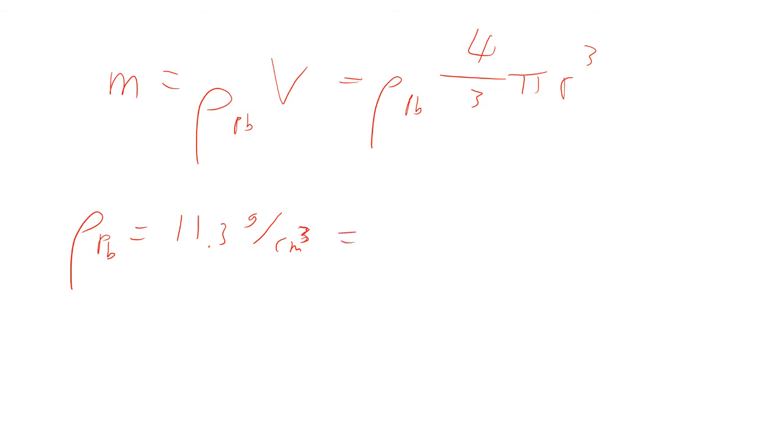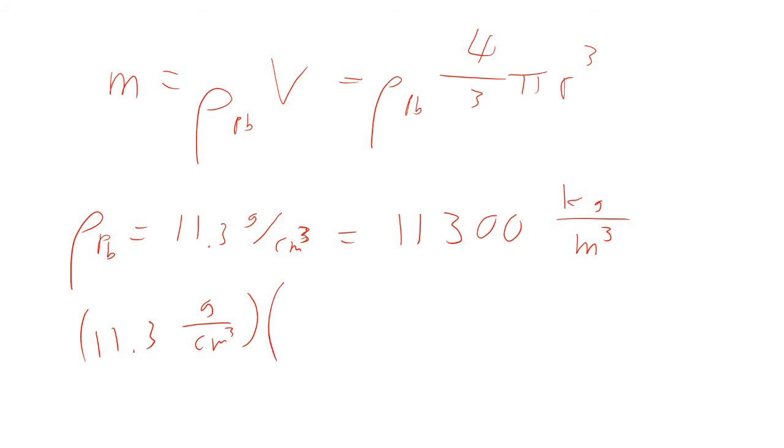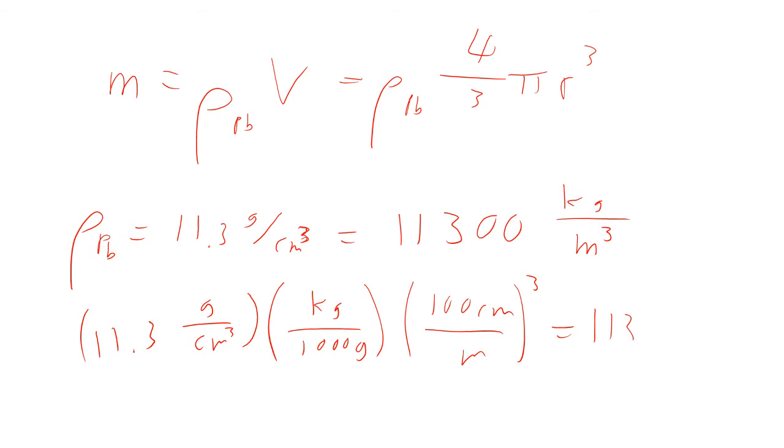If we convert that into SI units, that's going to be 11,300 kilograms per meter cubed. Remember, 11.3 grams per centimeter cubed. Okay, so we know that a kilogram is 1,000 grams, and we know that 100 centimeters is 1 meter, and we got to cube that. And so that gives us 11,300 kilograms per meter cubed.